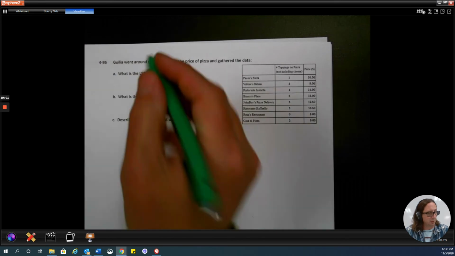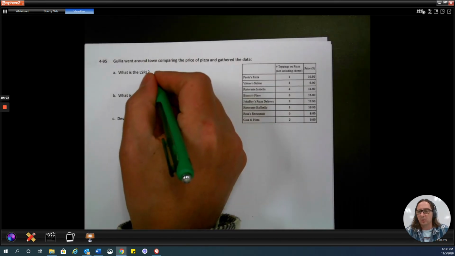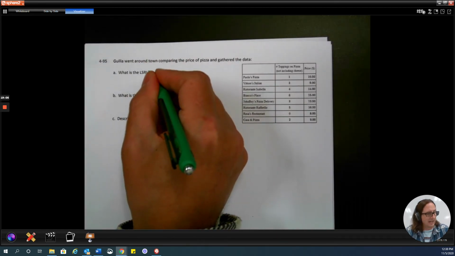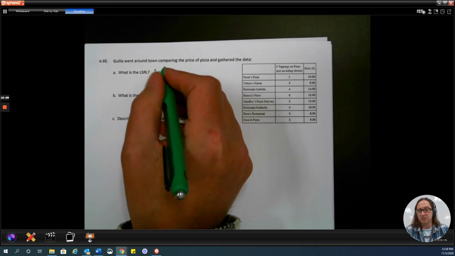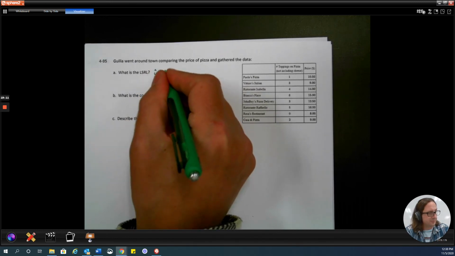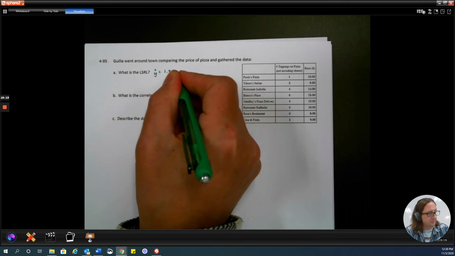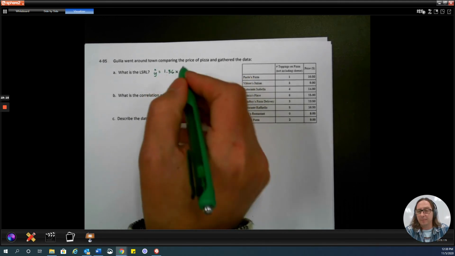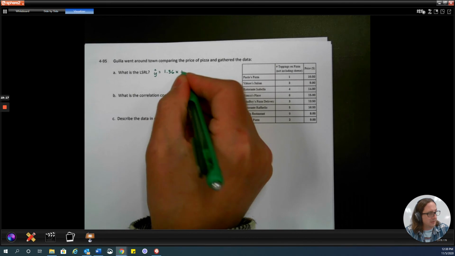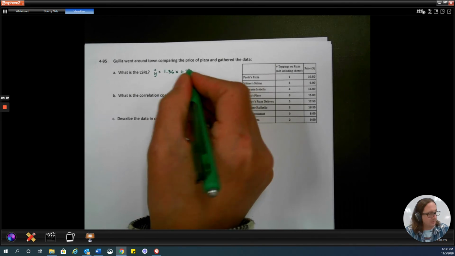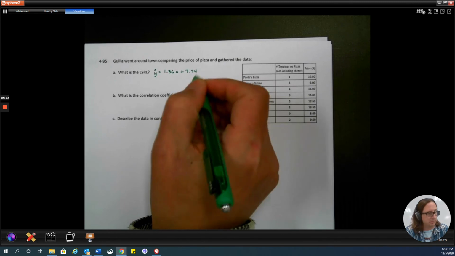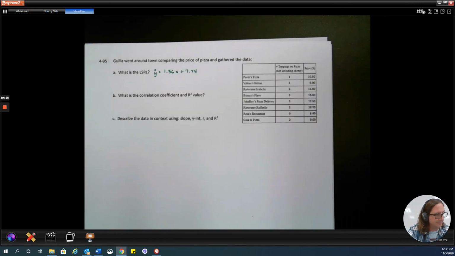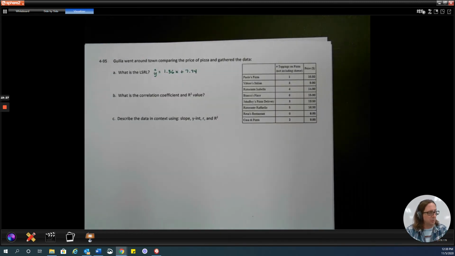The least squares regression line for this one was y hat is equal to, we'll just call it 1.36 plus 7.74. Yeah, 107. So that's close enough. All right, so that's the least squares regression line.